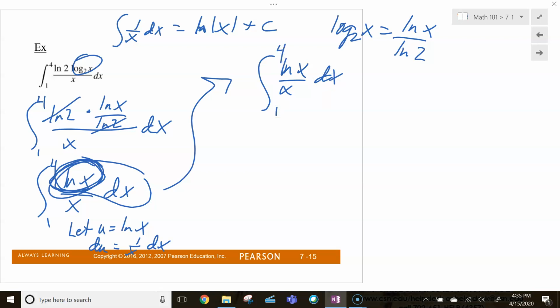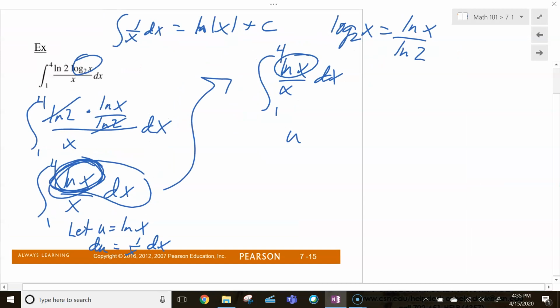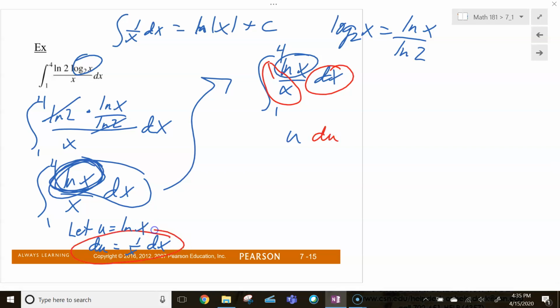Okay, u is my ln of x. Here's my u. And then I've got a 1 on top over x dx. There's my du, 1 over x dx. And I'm integrating this from x being 1 to x being 4. So I run the integral of u du, which is u squared over 2, from, remember, x being 1 to x being 4.